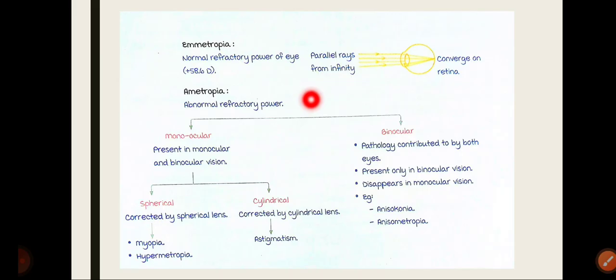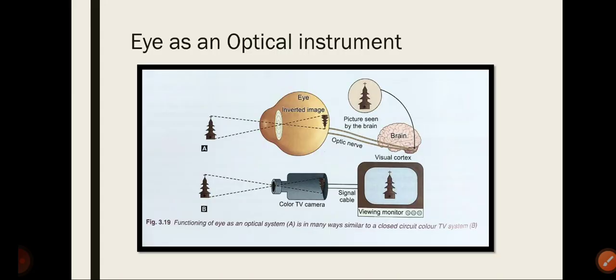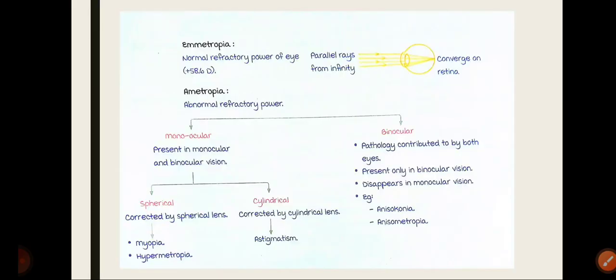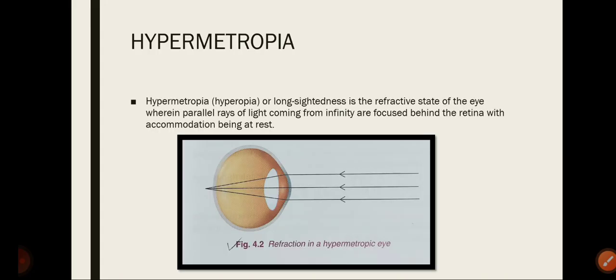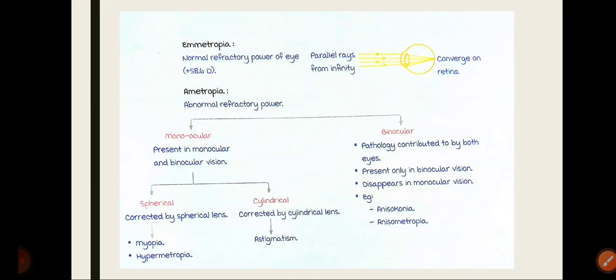Anisometropia includes monocular and binocular types, present in monocular and binocular vision. This is again divided into spherical and cylindrical. Spherical errors are corrected by spectacles; these are myopia and hypermetropia. Cylindrical errors are corrected by cylindrical lenses; that is astigmatism. Binocular is a pathology contributed to by both eyes, present only in binocular vision and disappearing in monocular vision, for example aniseikonia and anisometropia.